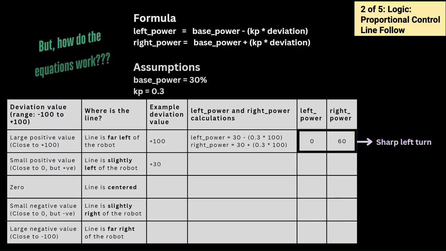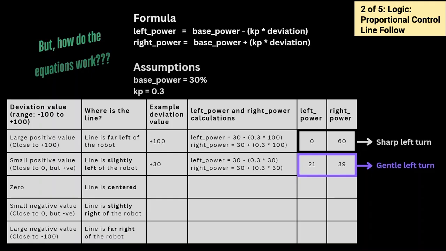For the second example, we will assume a small positive deviation value of +30. The left and right power calculations look as follows, and they result in values of 21 and 39. As you can see, they are not very far off from the base power of 30. The left power is slightly lower and the right power is slightly higher, indicating a gentle left turn. This also makes sense because with a small positive deviation value, it means that the robot is slightly left of the line and a gentle left turn would be sufficient to bring the robot back in alignment.